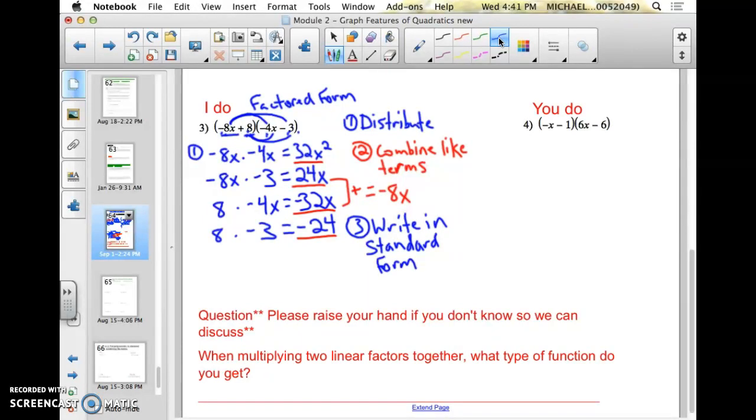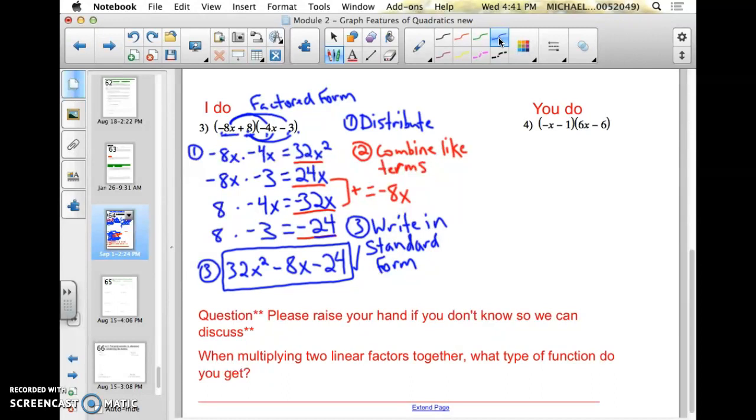Write in standard form. So, step 3, I'll do it down here. My highest power is 32x squared. Then my combined terms, linear term, is minus 8x. And then finally I have a minus 24 right here. This is a quadratic trinomial. Trinomial because it has 3 unique terms. And I'm done.